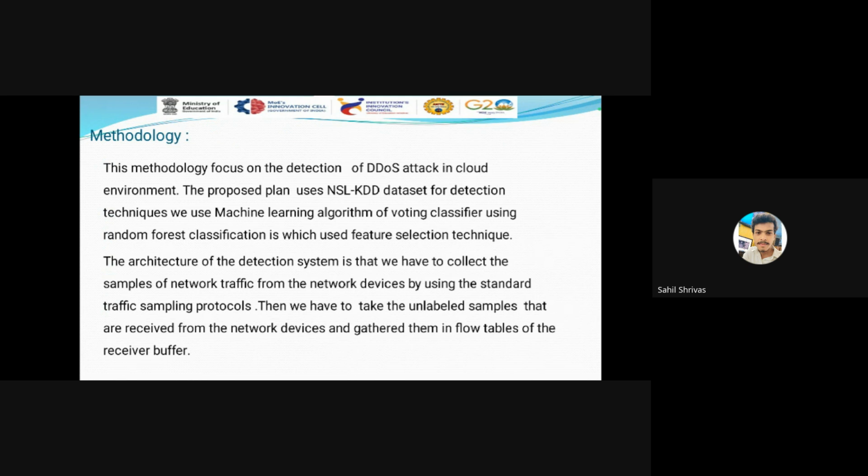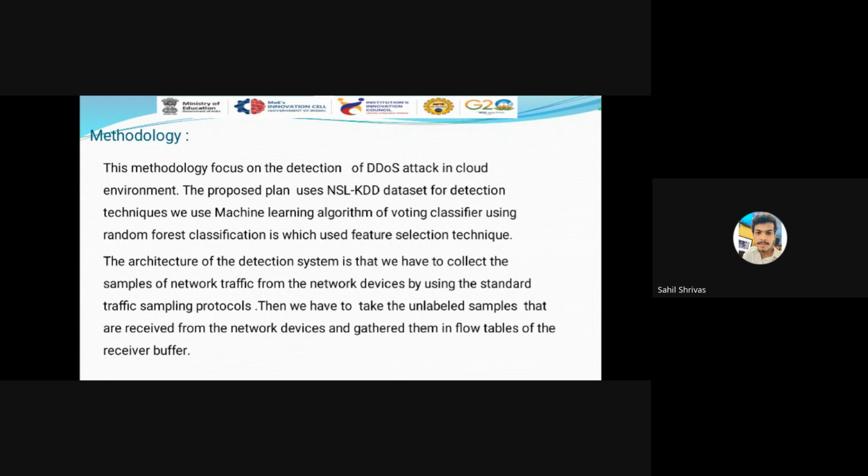The architecture of the detection system is that we have to collect samples of network traffic from the network devices by using a standard traffic sample protocol. Then we have to take the unlabeled samples received from the network devices and gather them in flow tables of the receiver buffer.